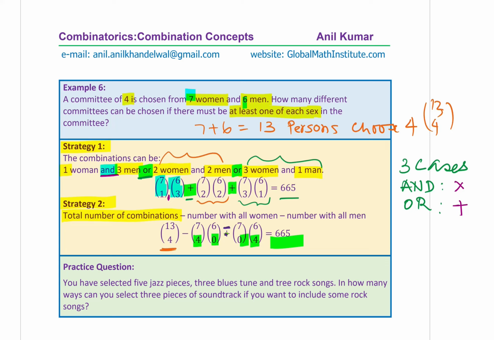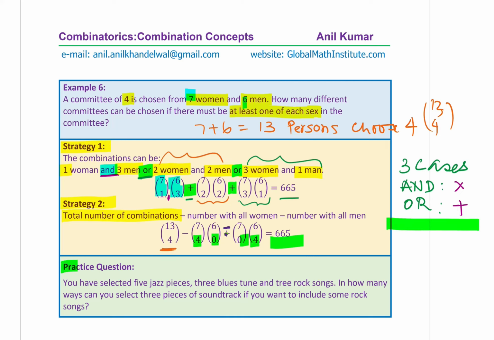So the whole idea is you find the total number of committees and exclude those which do not meet the criteria. So those may be a lesser number of cases. Do you see that? That could be simpler at times. So that is our strategy number 2 to solve such a question, right?